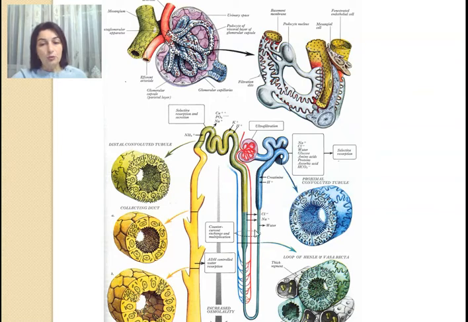Then the straight tubules, the descending limb and ascending limb, are covered by simple squamous epithelium. In the descending limb, the cells will absorb water and salts, but in the ascending limb, the epithelium is impermeable for water, and there will take place absorption of mainly salts, sodium and chloride.